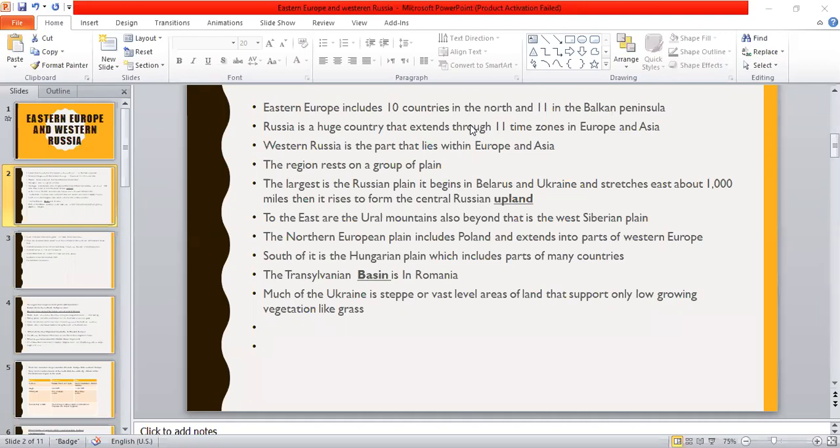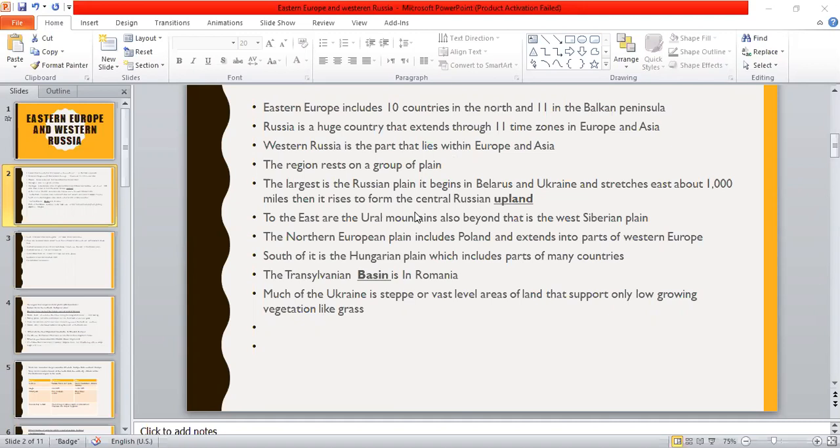As you know, Eastern Europe and Western Russia rest mostly on a group of plains. So this is the physical nature of these countries. They are resting on a group of plains. The largest one is the Russian plain, which begins in Belarus and Ukraine and stretches east about 1,000 miles. Then it rises to form the Central Russian Upland, which gives us a chance to define the upland.